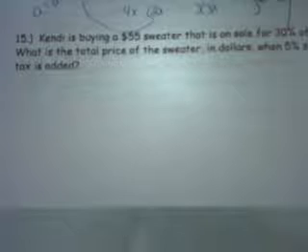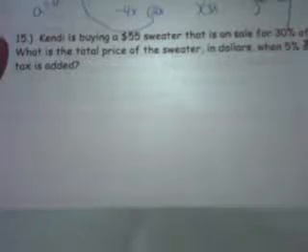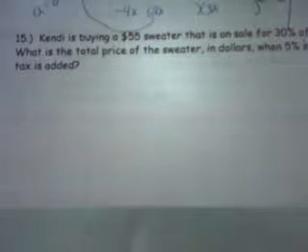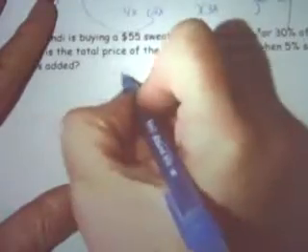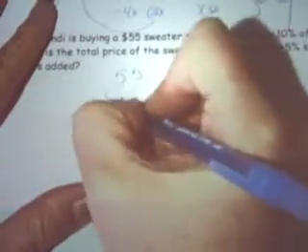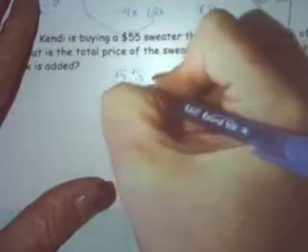15. Kimby is buying a $55 sweater that is on sale for 30% off. What is the total price of the sweater in dollars when 5% sales tax is added? Okay, well when you go buy clothing and you pay full price, you're paying 100%. But this says it's 30% off. So if I get 30% off, what percent am I really paying? Well, I know I'm only paying 70%. 100% minus 30% is 70%. So I have to take $55 and I have to find what 70% of that is. That means multiply. So 55 times 0.70.